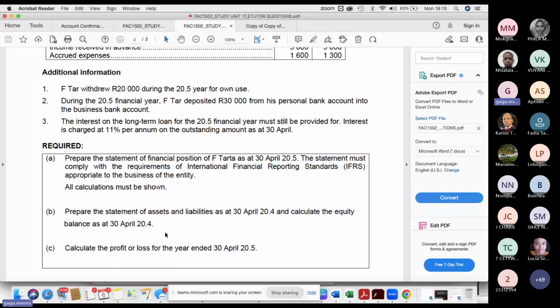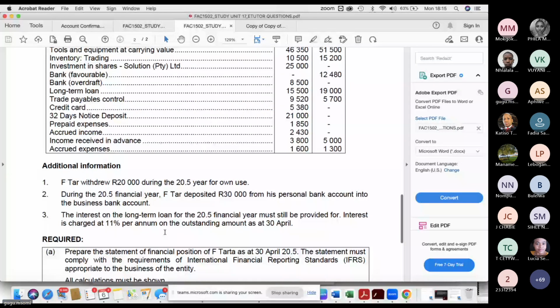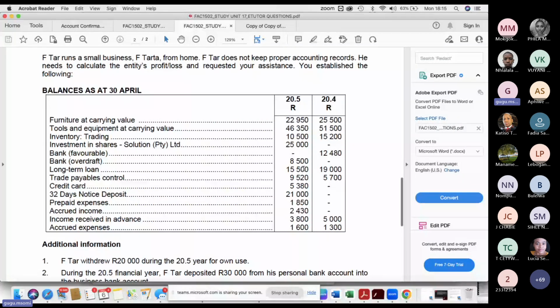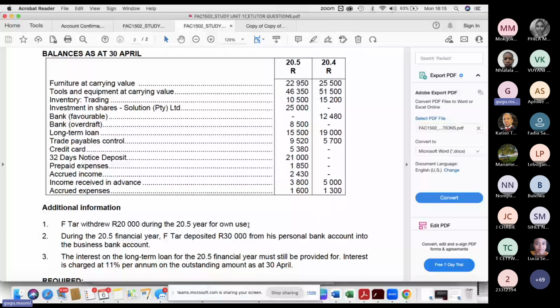From the question, you can see they've given us all the balances. So there's some that you can plot, at least as a beginning. And then from there, you must add or subtract any of the additional information that they've added.